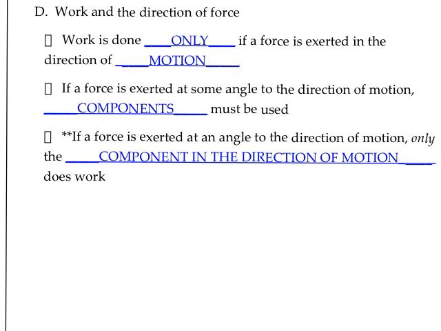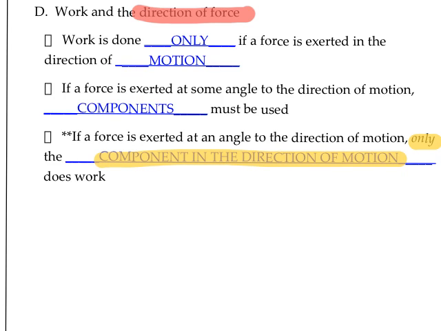Remember at the beginning that we talked about how work is a vector quantity, so the direction of the force is going to be really important. Work is done only if the force is exerted in the direction of motion, and if we have a force exerted at some angle, then we're going to use our components. So remember sine, cosine, and tangent when we had a right triangle and we were given the hypotenuse. When we looked at those x and y legs, that's what I mean by components. So if a force is exerted at an angle to the direction of motion, it's only the component in the direction of motion that contributes to the work. And so we'll talk about an equation for that.